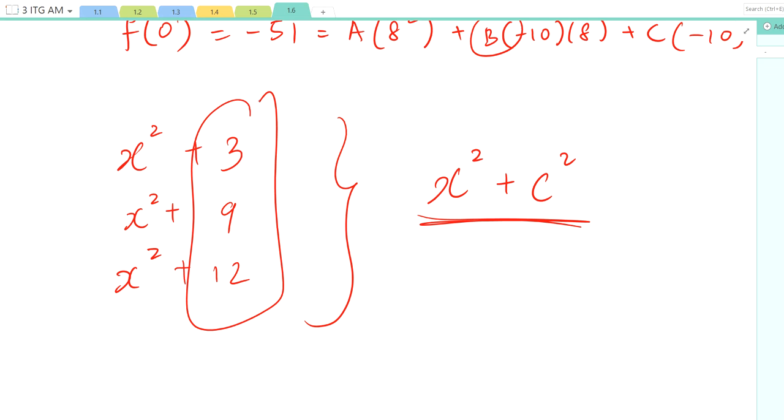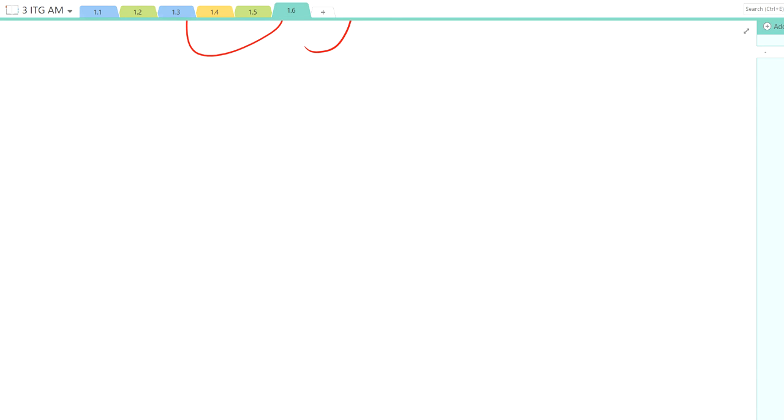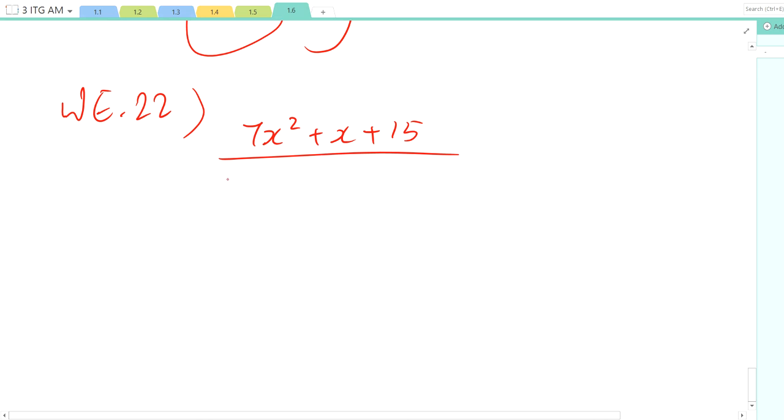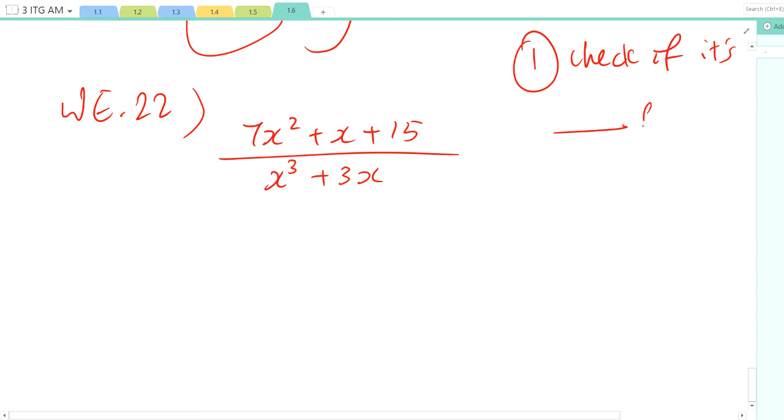Darius. Question 22. There are a few things that we have to learn from this example. 7x squared plus x plus 15 over x cubed plus 3x. Okay, express this in partial fractions. First thing to do, always check if it is a what fraction? Proper. If it is proper, we can proceed.